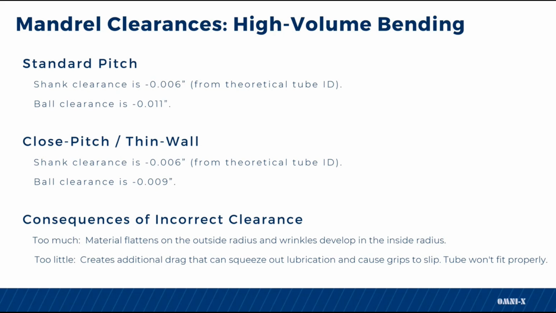Too much clearance can result in flattening along the outside radius and wrinkling along the inside radius of the bent tube. Too little mandrel clearance can create drag that can squeeze the lubrication out of the tube and cause the grips to slip. Sometimes the mandrel may be too large to fit inside the ID of the tube.